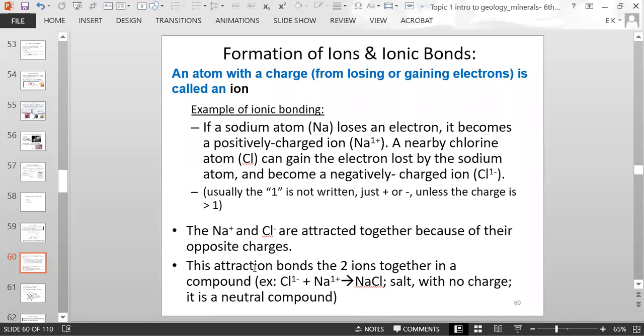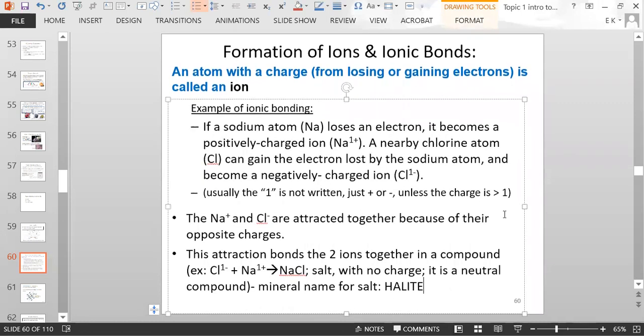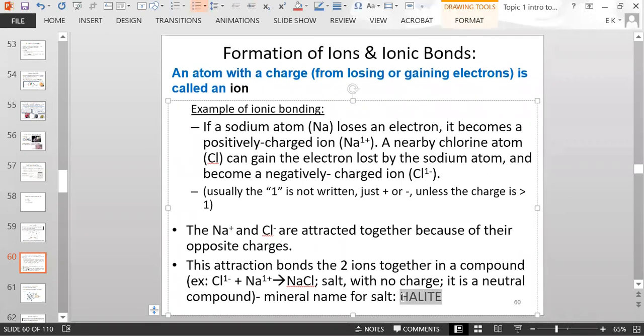So what mineral would be associated with an ionic bond? Salt. The mineral name for salt is halite. So the salt that you use in your kitchen, when you're talking about it as a mineral, is called halite.